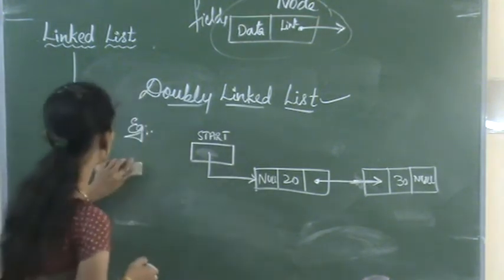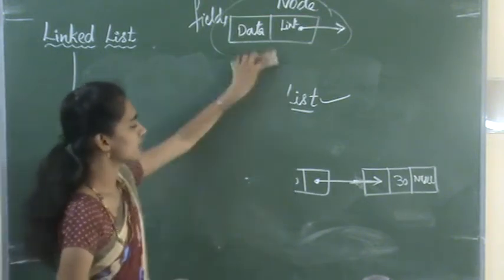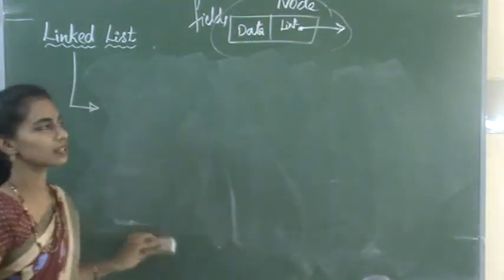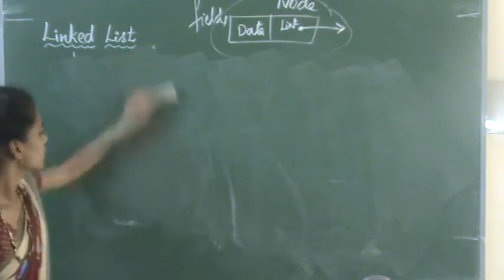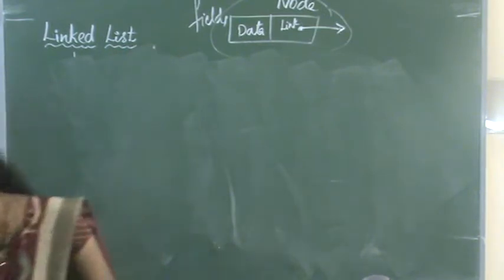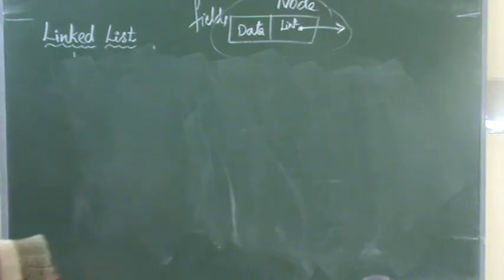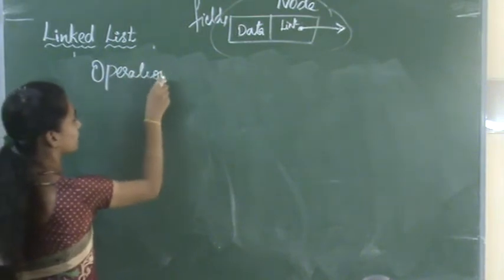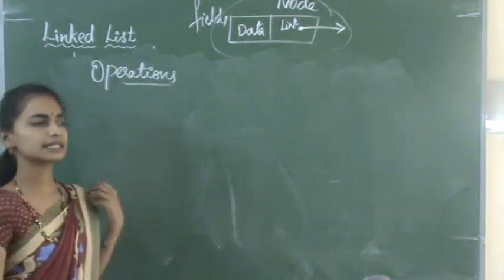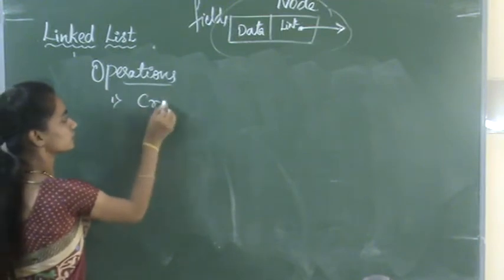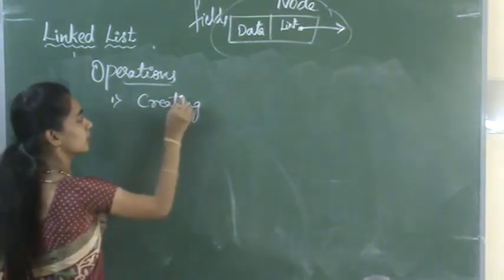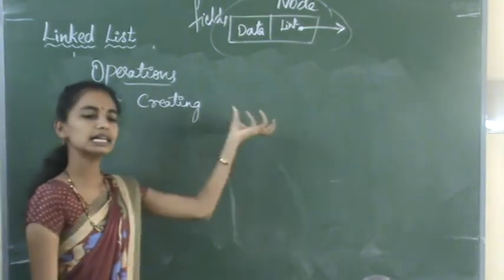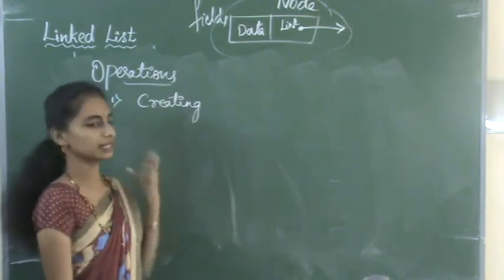So after this we have different operations to be performed on the linked list. As we know that in stacks, queues, and arrays also we have different operations to be performed in that data structure, likewise here also we have different operations in the linked list. So the first operation is creating a linked list. So we are creating the linked list.